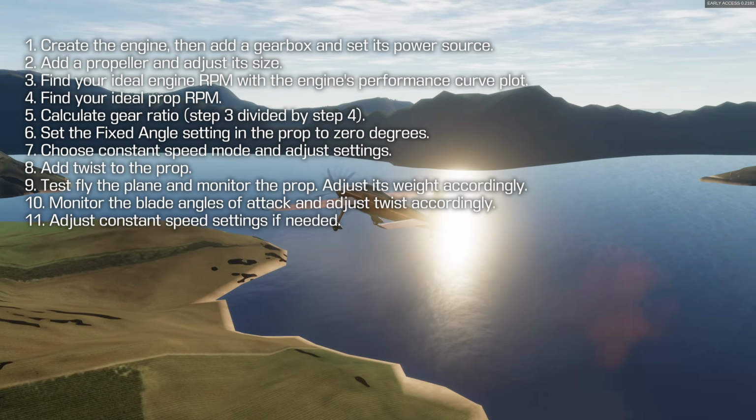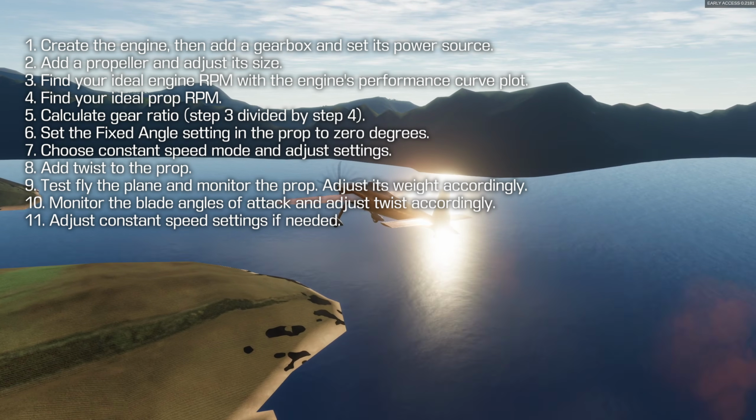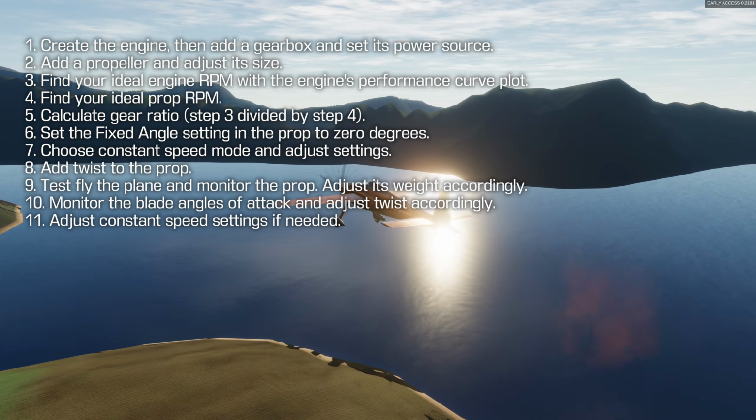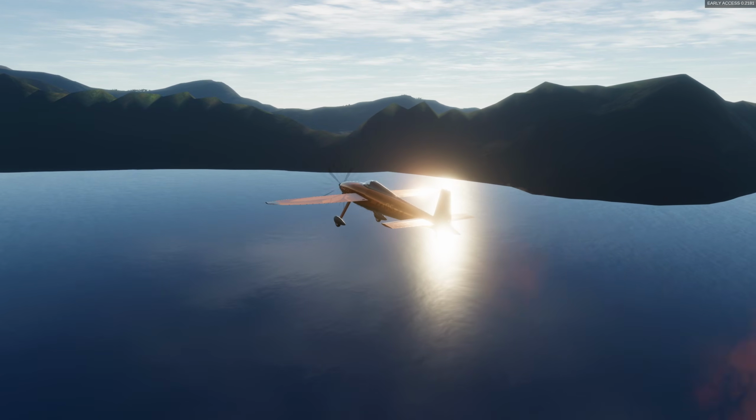11. Depending on the constant speed mode you use, you may need to adjust its settings for decent performance, although some modes may be fairly limiting.